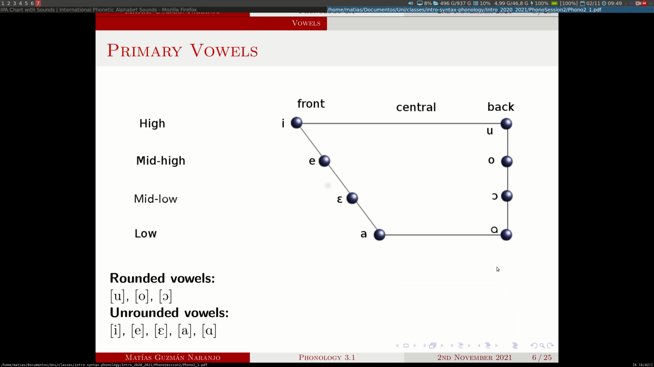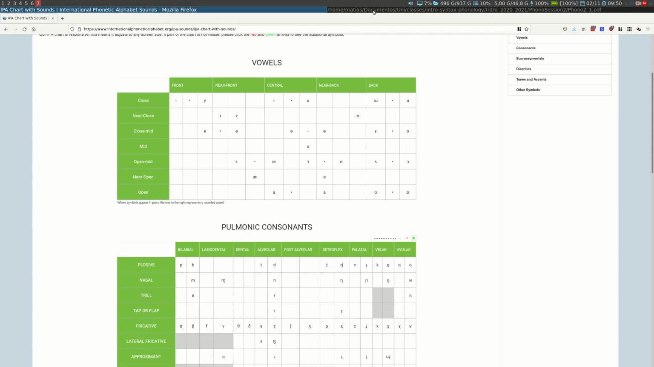All right, so we have many symbols for vowels, and each vowel gets a different symbol. These are the most important ones. These are the primary vowels. Again, I won't speak them because, yeah. So let's see how they sound.